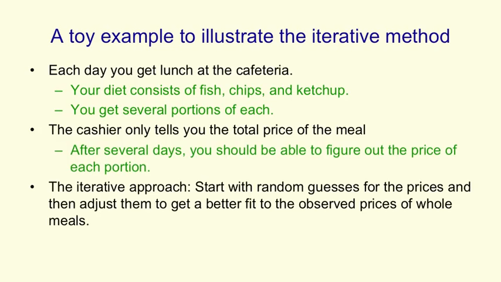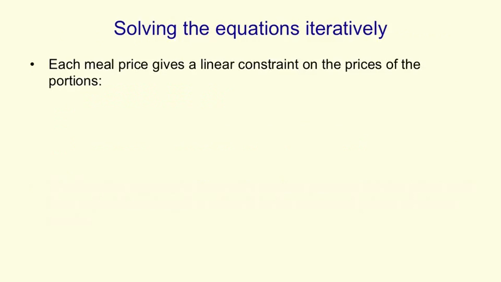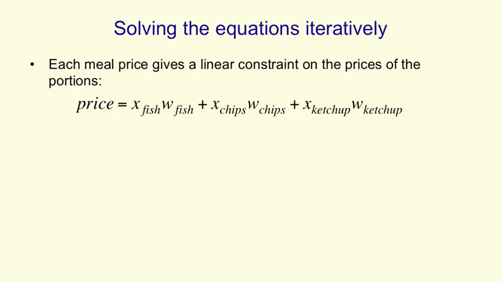In the iterative approach, you start with random guesses for the prices of portions, and then you adjust these guesses so that you get a better fit to the prices that the cashier tells you. Those are the observed prices of whole meals. So each meal you get a price, and that gives you a linear constraint on the prices of the individual portions. It looks like this. The price of the whole meal is the number of portions of fish, x fish, times the cost of a portion of fish, w fish, and the same for chips and ketchup.